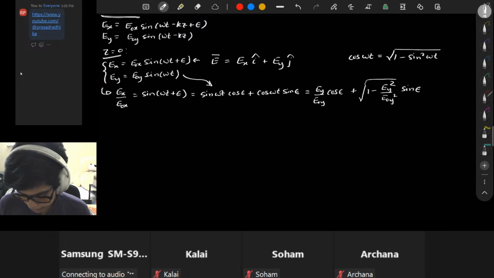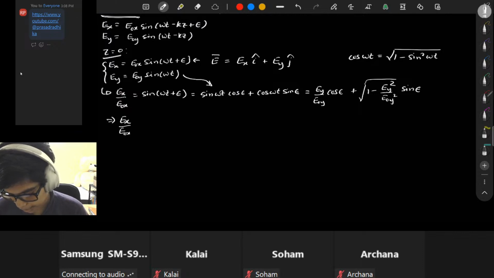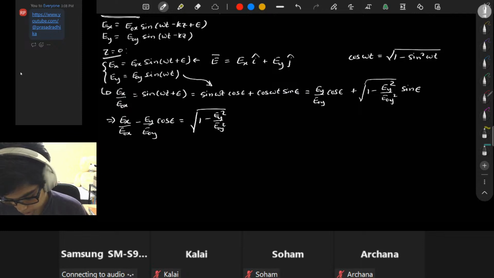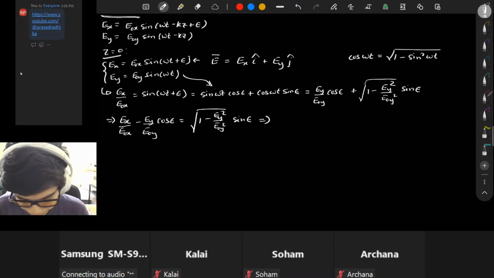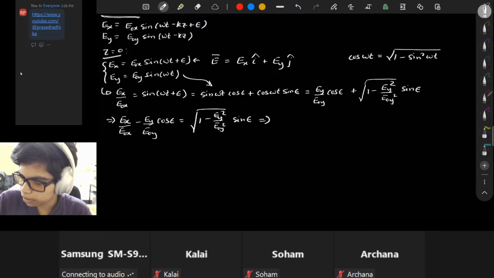Further, let us rearrange some terms. So Ex over E naught x minus Ey over E naught y cos epsilon equals the square root of 1 minus Ey squared over E naught y squared, times sine epsilon. And squaring both sides, LHS and RHS, we will get the following.